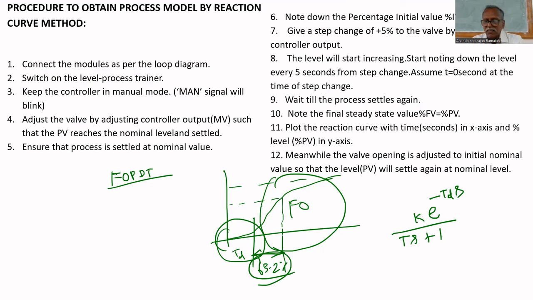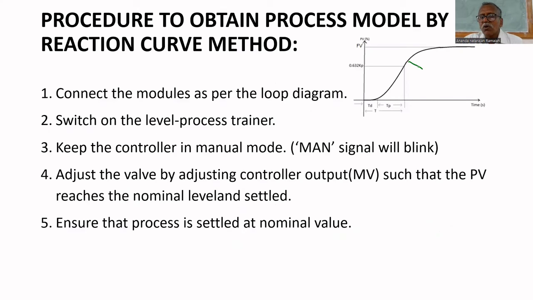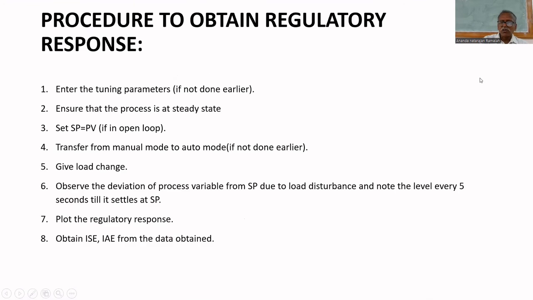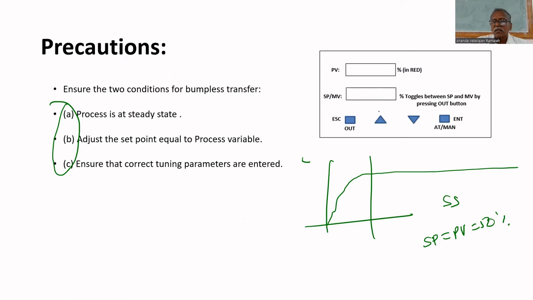How to obtain this reaction curve? Another new term. This is called a reaction curve. To obtain the reaction curve, first you bring the process to 50% level because you always want to operate the level at 50%. So bring the process to 50% first manually. Put the controller in manual mode, manually adjust the controller output. In manual mode only, you can adjust increase, decrease. I already told you that there is one button. This is increase button. This is decrease button. By using this increase button, you can increase the output or you can decrease the output by using this.